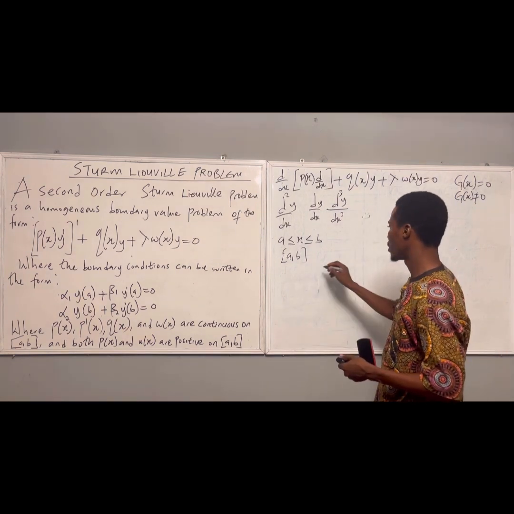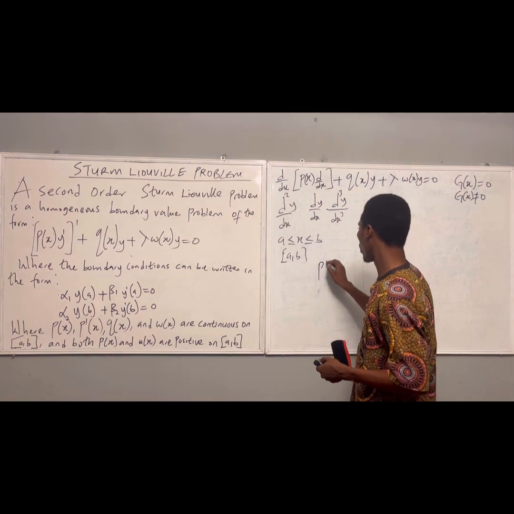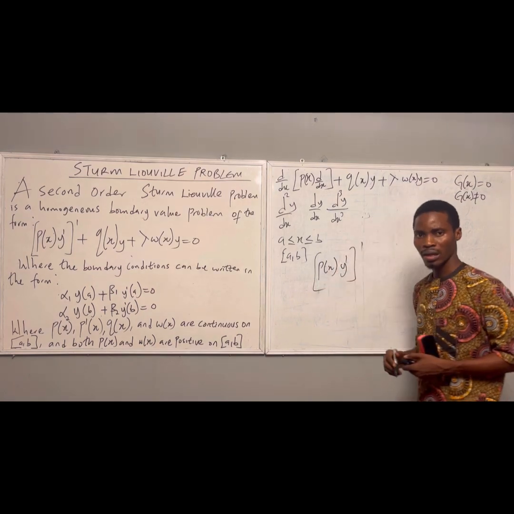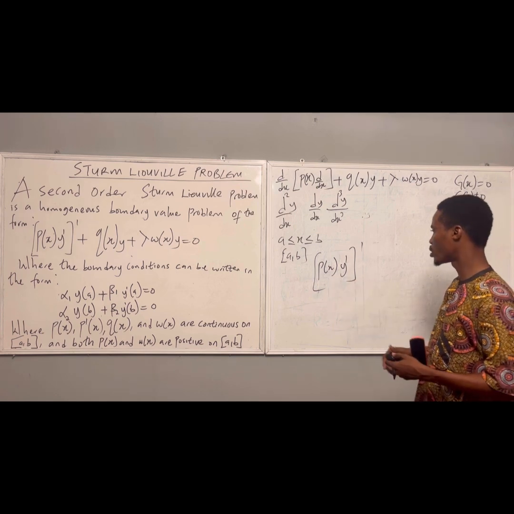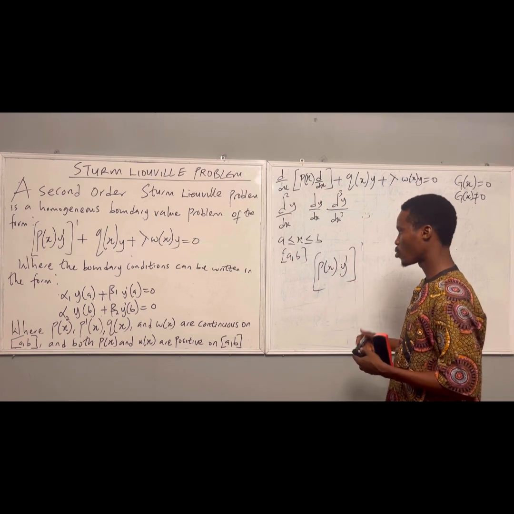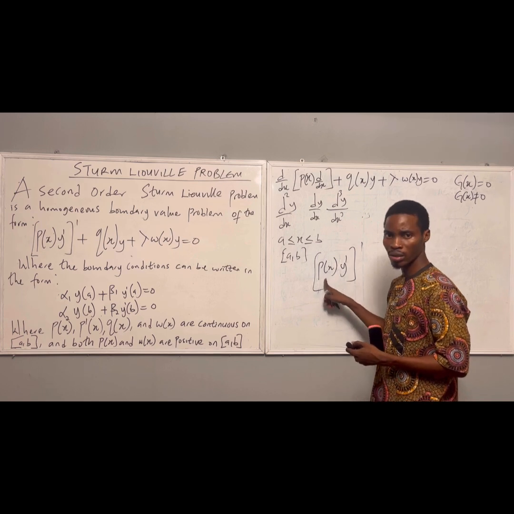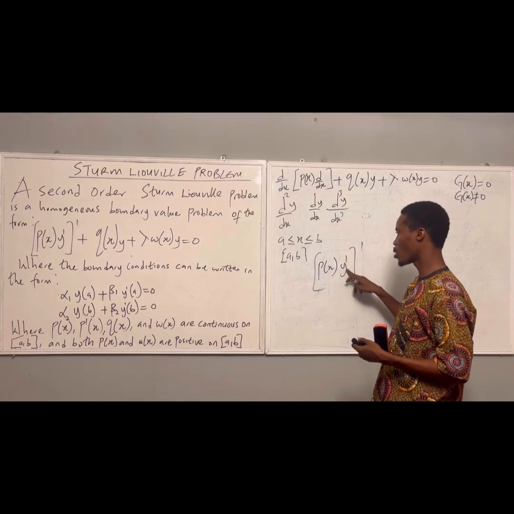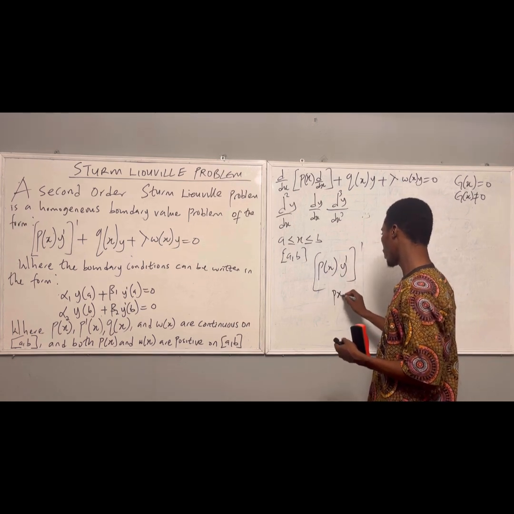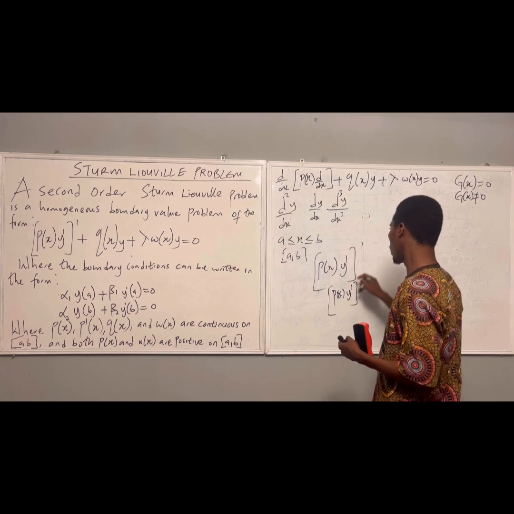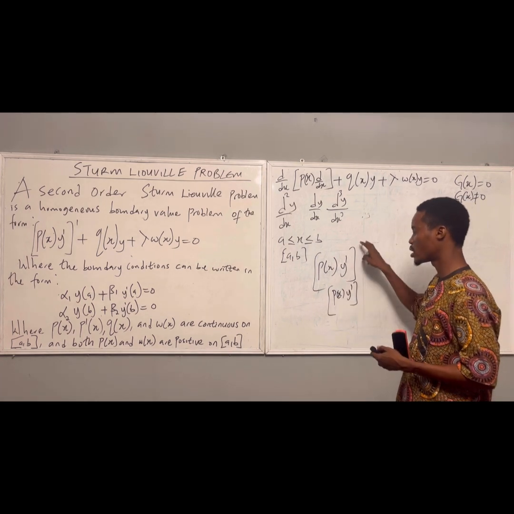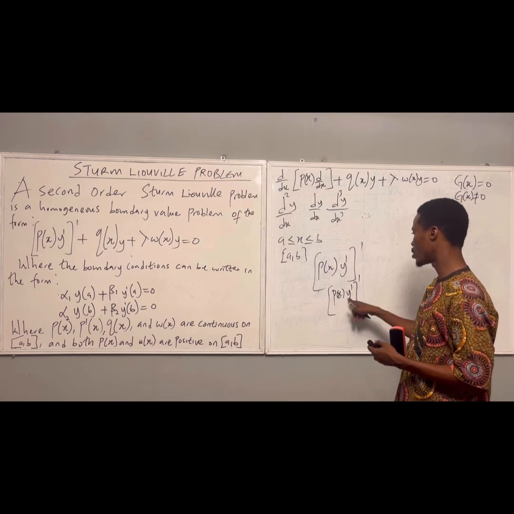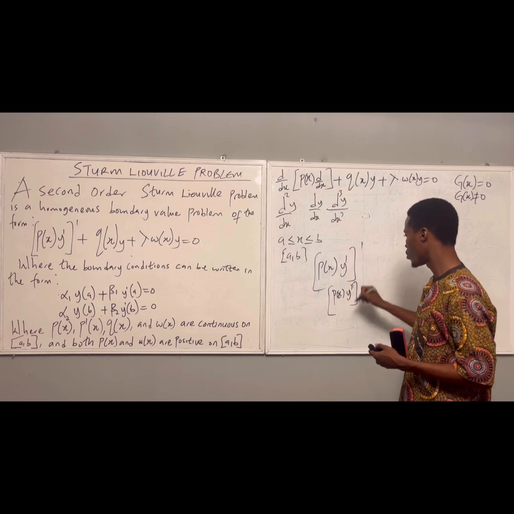So let us consider this Sturm-Liouville, p of x, y prime. Let us differentiate this. So we want to open this bracket. What are we going to have here? This is a product function, p of x and y prime. So let us take p of x, y prime. If you differentiate again, it's a product. If you differentiate again, we're going to have p of x, differentiate again, we're going to have prime.